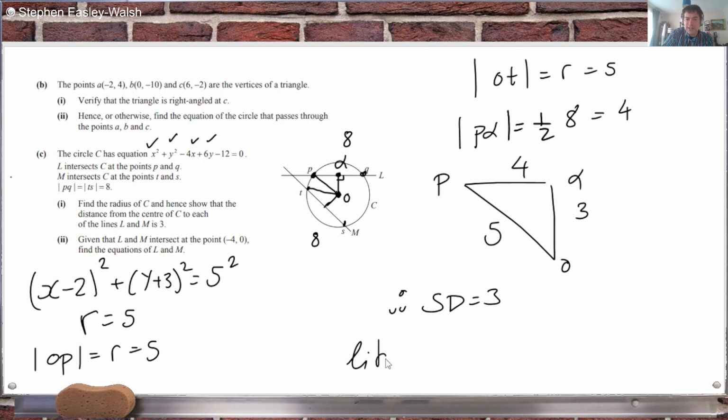And likewise, it's the same logic, it's symmetric, it's the same logic for the other side. So if you call that beta, likewise, shortest distance O beta will be 3 as well. So that's fine.